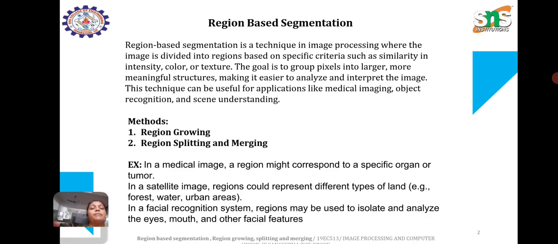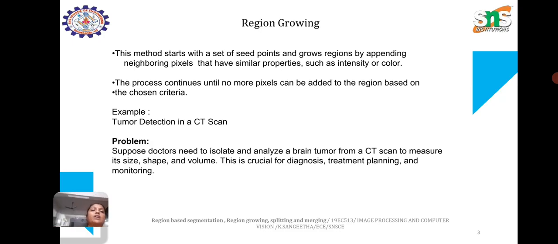So, for example, in a medical image, a region might correspond to a specific organ or tumor. In a satellite image, regions could represent different types of land, for example forest, water, urban areas. In a facial recognition system, regions may be used to isolate and analyze the eyes, mouth and other facial features. So for region growing, an example is tumor detection in a CT scan.